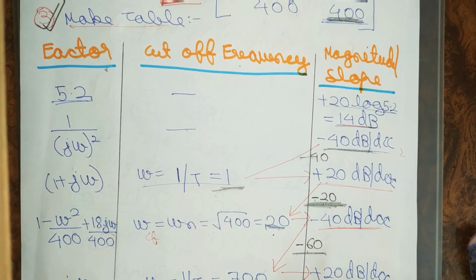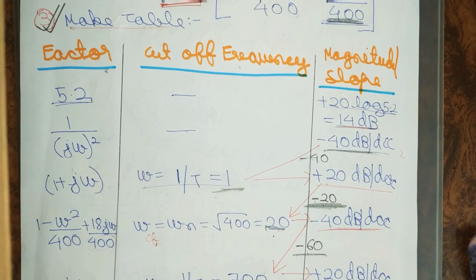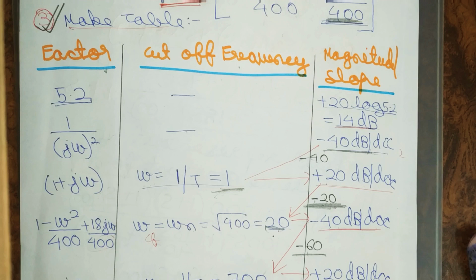You have to calculate gain margin, phase margin, gain crossover frequency and phase crossover frequency. I will be showing you that in my next video. So I hope you understand this Bode plot.